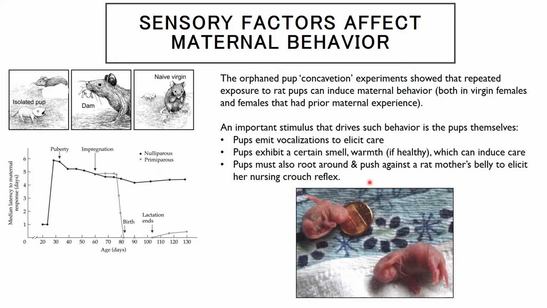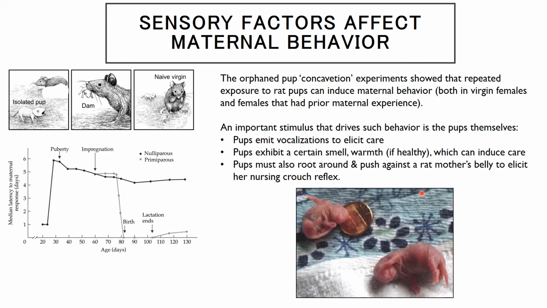The pups exhibit a certain smell. Each pup will have its own sort of smell, and it's a pup smell. Even humans talk about that new baby smell. That's a real thing. Warmth, of course, especially if the pups are healthy, can induce care as well. The pups are kind of warm and they have no hair on them. This is showing what these little pups look like when you do these kinds of experiments. They're very, very tiny. They're little, pink, kind of gross, but also kind of cute at the same time. The skin is very, very warm. So that's another thing that will elicit some of this behavior.